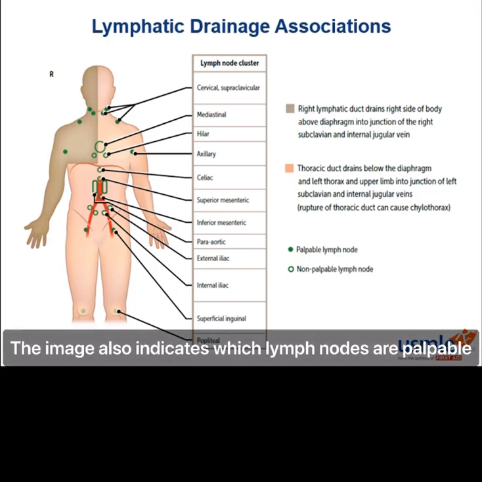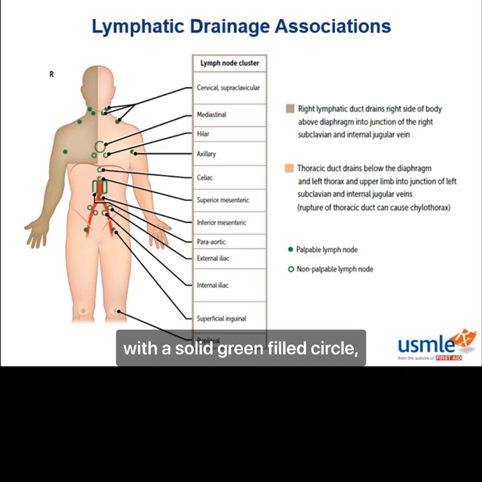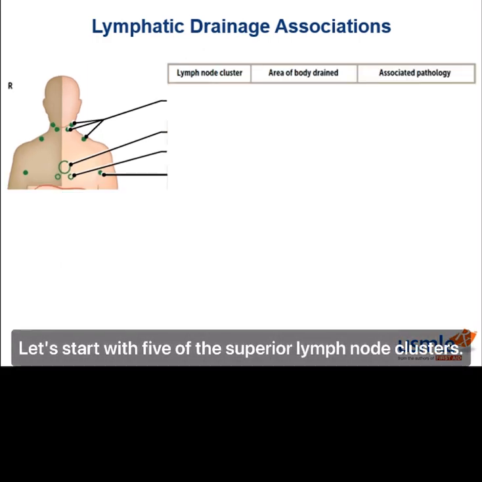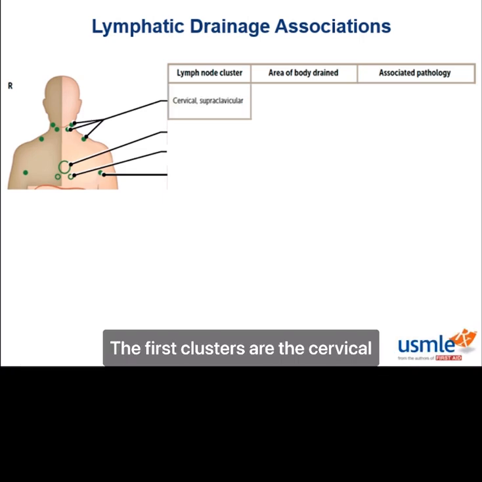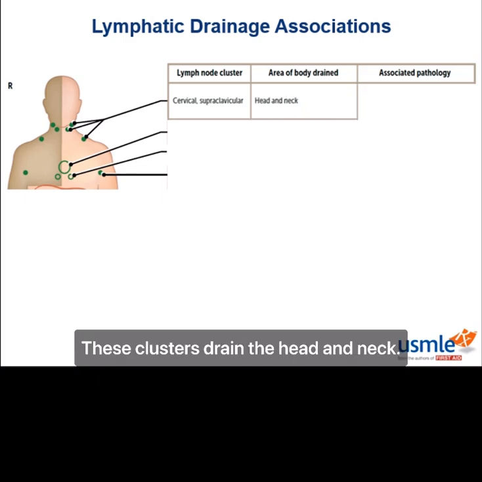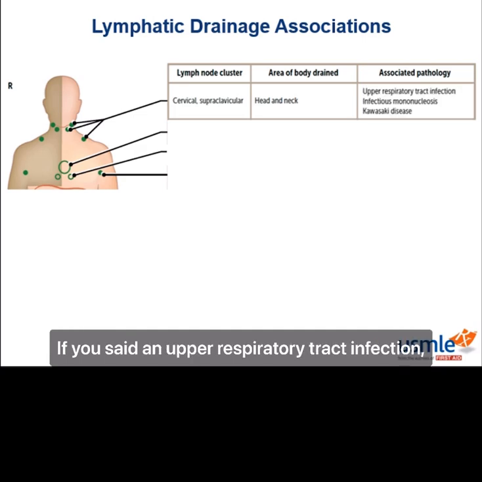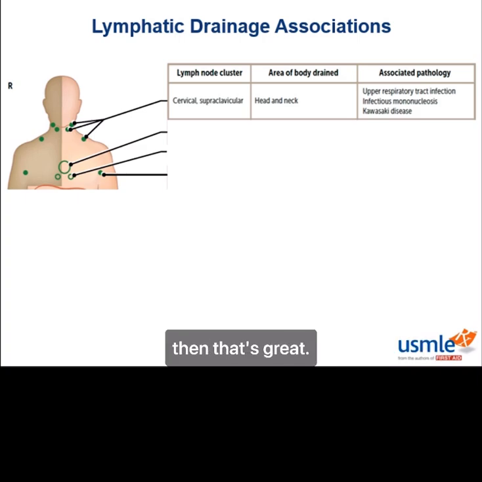The image also indicates which lymph nodes are palpable with a solid green filled circle and those that are non-palpable with an outline of a green circle. Let's start with 5 of the superior lymph node clusters. The first clusters are the cervical and supraclavicular lymph nodes. These clusters drain the head and neck. What are some head and neck pathologies where you would expect cervical or supraclavicular lymphadenopathy, which you can find on physical exam? If you said an upper respiratory tract infection, infectious mononucleosis, or Kawasaki disease, then that's great.